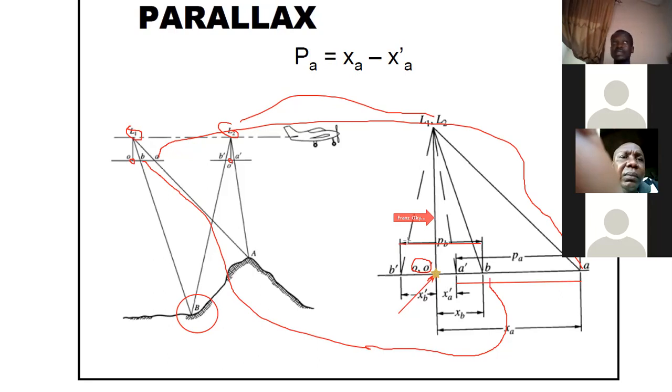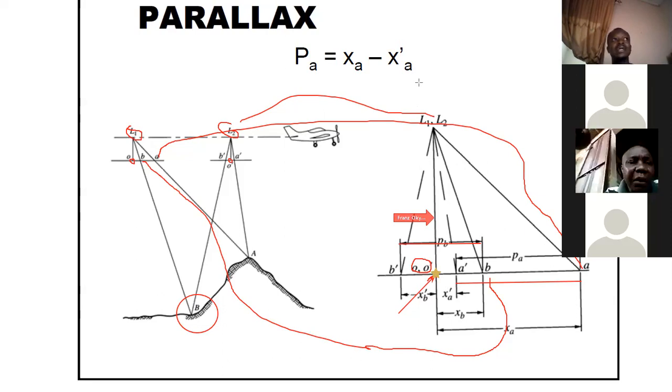The rest is just playing with the concepts. If you have any question, you can ask. Otherwise, I'll move on. I'm assuming you understand what is on the board perfectly, and I don't think it's that complicated anyway. So that is parallax for you.